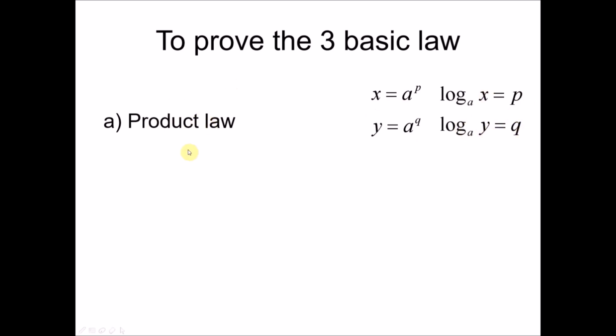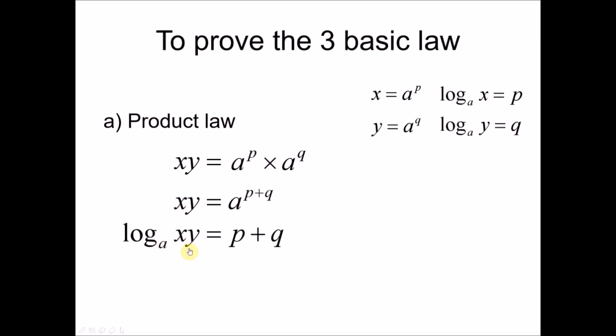So the product law here involves the multiplication of index numbers. So if we have x times y, since x is a to the power of p and y is a to the power of q, we have the multiplication of the index numbers. And then since the base here is the same, a and a, we can use the law that we learned in the indices to simplify this, and you get a to the power of p plus q. And then when we move a to this side, you get log base a of xy, which equals p plus q.